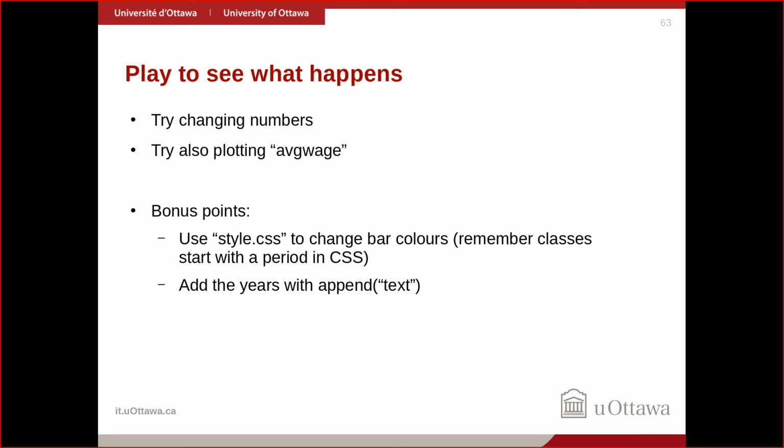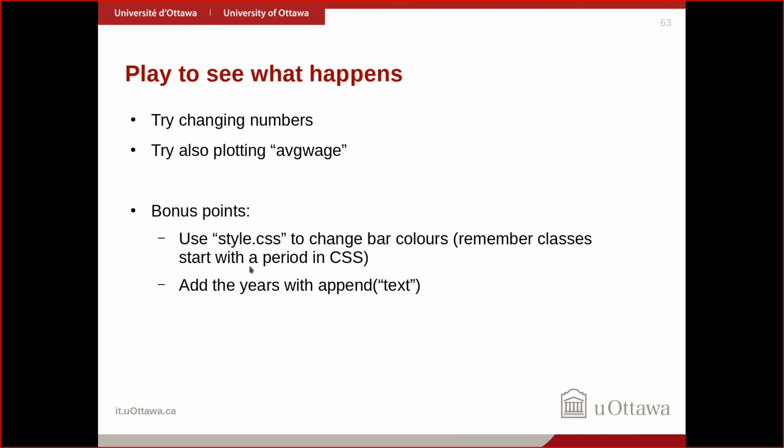Yeah, so now it's your turn again. You can try changing the numbers, so with that I mean the positions like we did before. Augustine's suggestion of putting them side by side. And you can also try plotting the average weights. And if you're feeling really fancy, you can try to use style.css to change the bar colors.